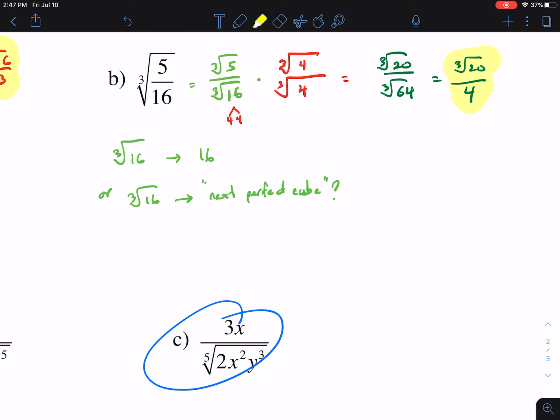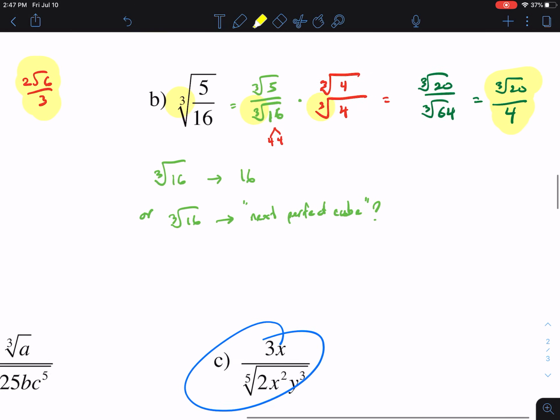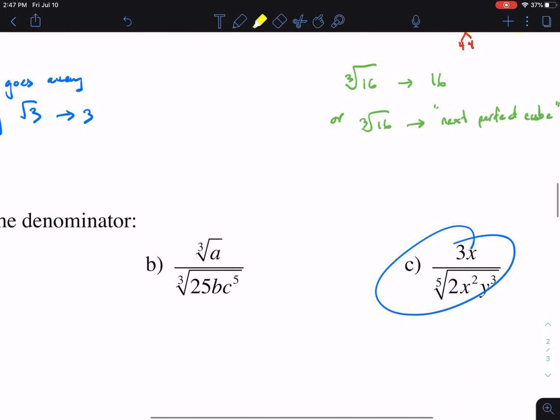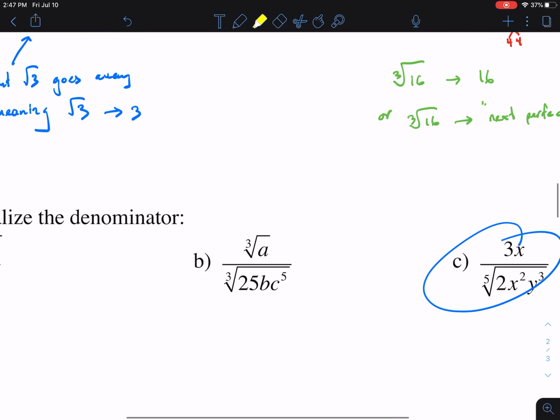So the goal is just trying to make the radical symbol go away, and we have to make note of the index. It depends on the index, depends on the radicals. We want to figure out a way to times by a factor of 1, where the factor of 1 makes the denominator turn into a perfect square or perfect cube number, or a perfect fourth power if we have a quad, right?